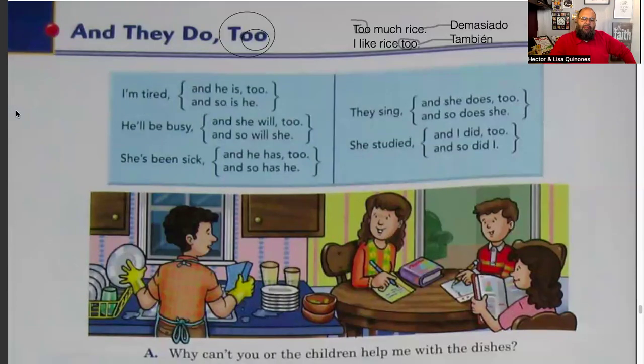Repeat after me, please. I'm tired. And he is too. And so is he. He'll be busy. And she will too. And so will she. She's been sick. And he has too. And so has he. They sing. And she does too. And so does she. She studied. And I did too. And so did I.